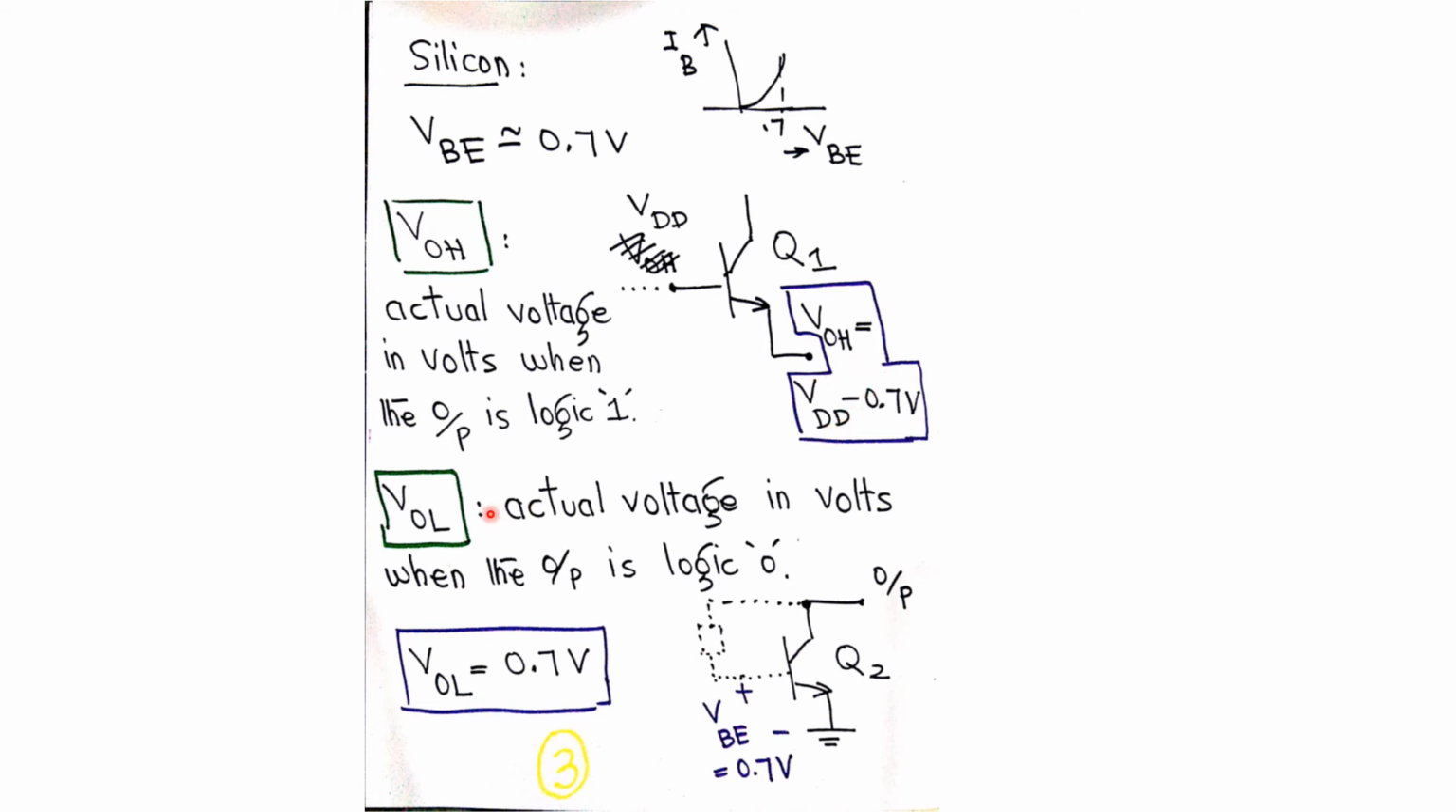VOL is the actual voltage in volts when the output is logic 0, and it is 0.7 volt in case of this BiCMOS, which should be exactly equal to 0 volts, as we have in CMOS circuits. When Q2 turns on, the voltage at its emitter is 0, so the voltage at its base is 0.7, which somehow reaches the output from the circuitry implemented in that big box. So there is a disadvantage.